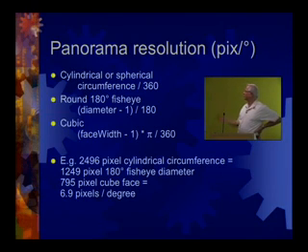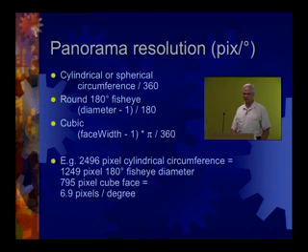Having a panorama that's cylindrical or spherical at 2496 pixels would be equivalent in resolution, in terms of pixels per degree, to a 1249 pixel fisheye image with 180 degrees, or a 795 pixel cube face. And all of them would be equal to 6.9 pixels per degree.